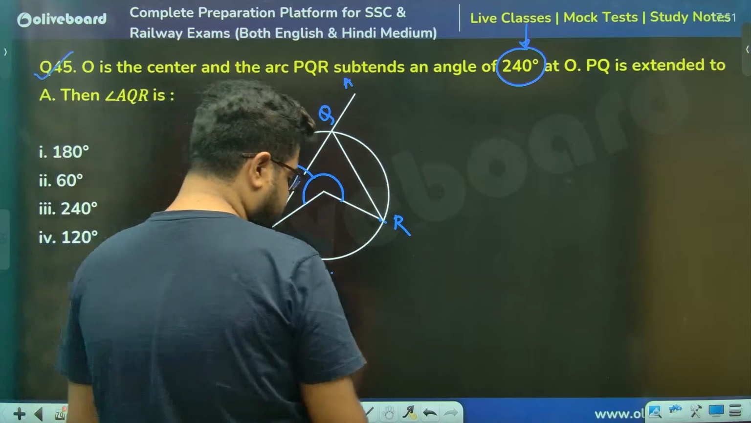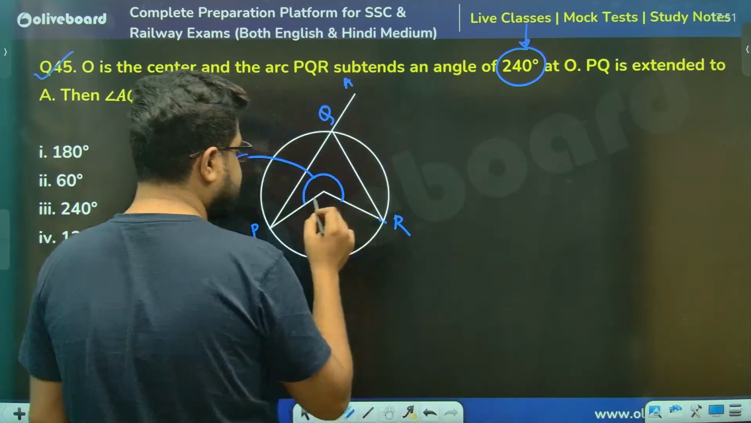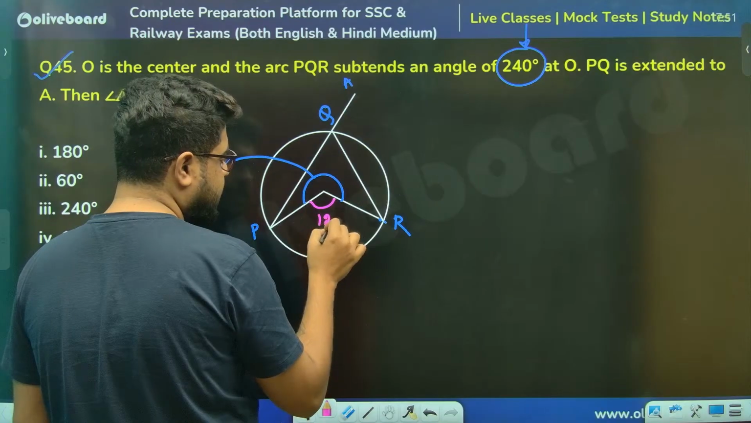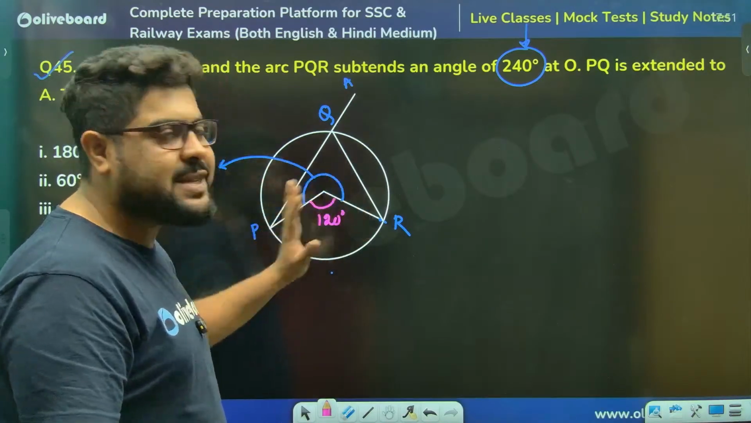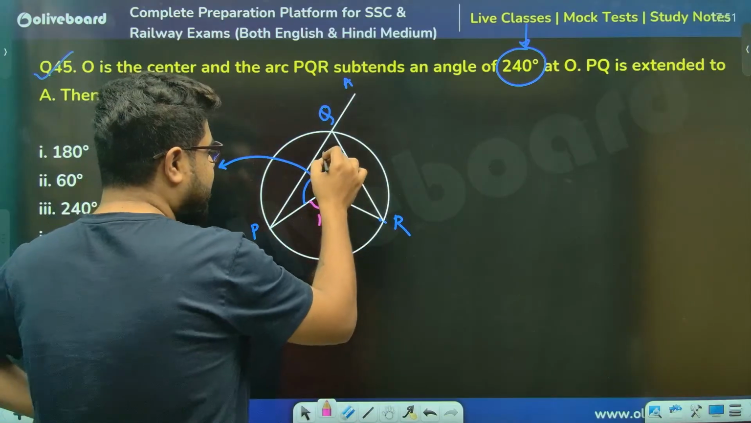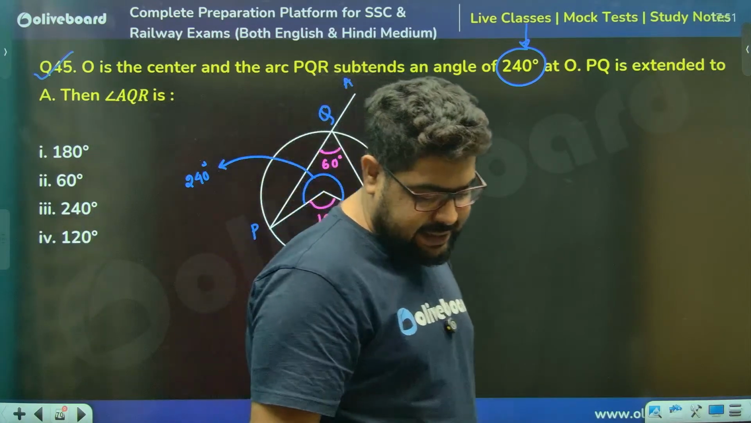First things first, sir. If this is 240, then this is 120, sir. Why? The total must be 360. Now, if this is 120, then this is 60, sir. Then this thing is 60 degrees, sir.